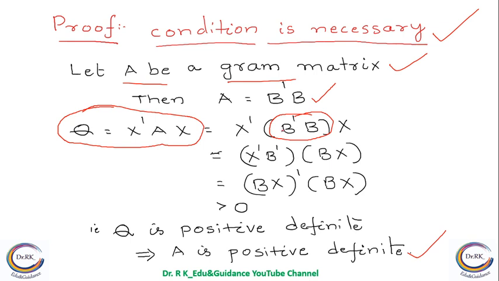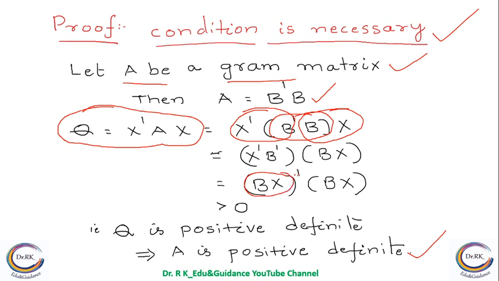So X transpose B transpose B into X. Now this can be written as X transpose B transpose is one combination, BX is another combination. So what we have to do is, by taking this we have to prove that this is always greater than 0. Right? So now this X transpose B transpose can be written as BX whole transpose, right?